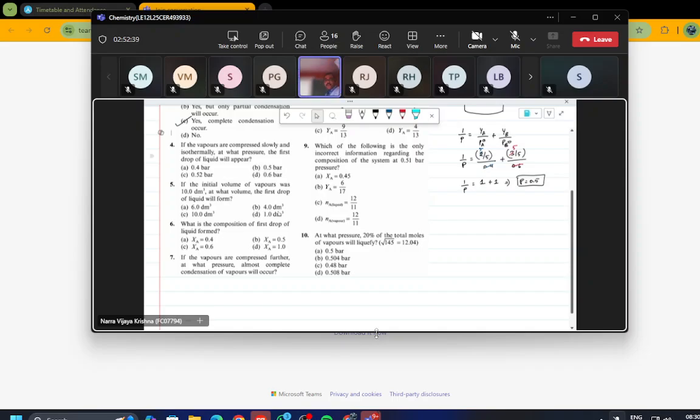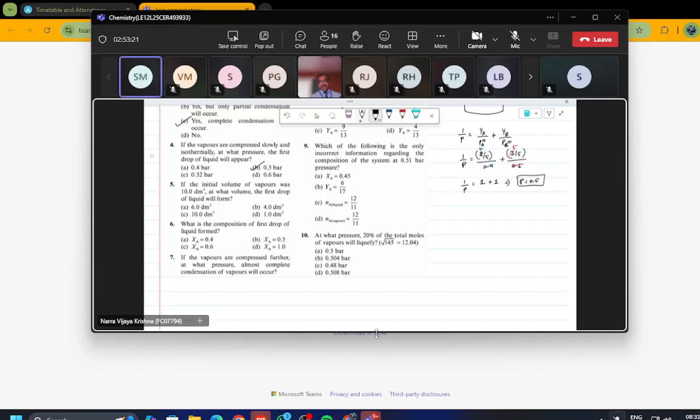If the vapors are compressed slowly, at what pressure will the first drop of liquid appear? Listen to the question carefully. The vapors are compressed slowly. At what pressure does the first drop of liquid just form? Say something. 0.5 atmosphere? 0.4 atmosphere?